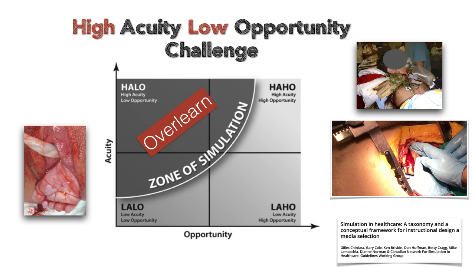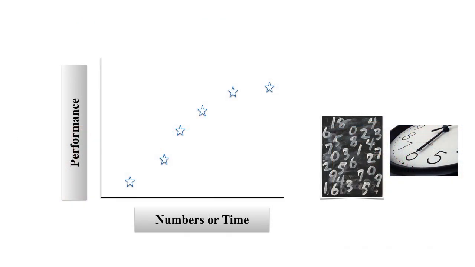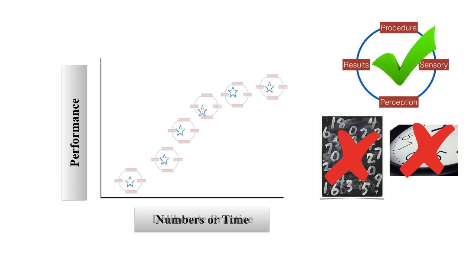Right? You have to have those features down so you can execute it in that high acuity setting. Now, the challenge that people have is, how do I overlearn something that doesn't happen that often? We have to really move ahead of what we thought was the key to procedural skill competence or performance. It's not about numbers or time, really. It's about deliberate practice opportunities.